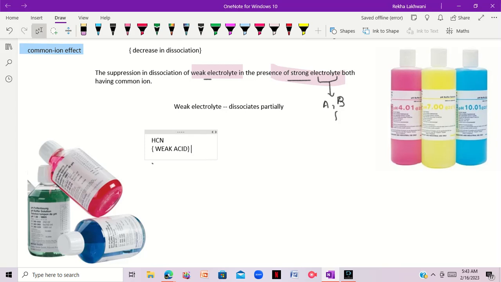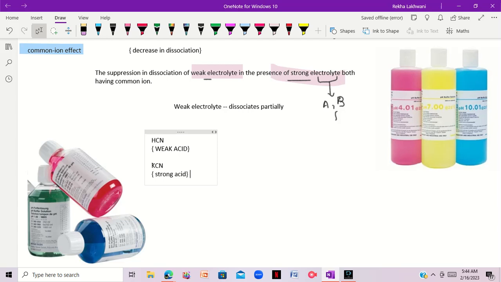Now let's take a strong electrolyte, which is, let's take potassium cyanide. This is potassium cyanide, and this potassium cyanide is basically a strong acid, right? Hydrogen cyanide is a weak acid, potassium cyanide is a strong acid. Let's take both these electrolytes in the same solution, right?